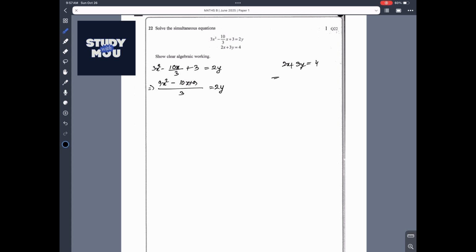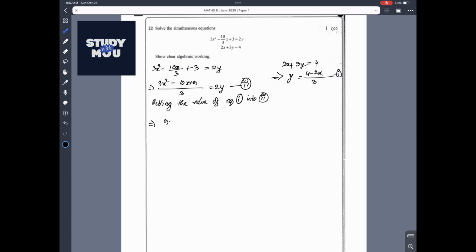We need to simplify. Let's make y the subject: y = (4 − 2x)/3. Let's make this one equation 1. Okay, putting the value of equation 1 into 2. Now let's consider this equation 2.